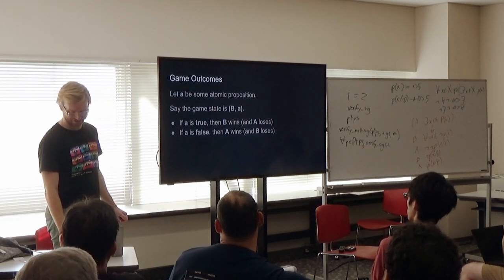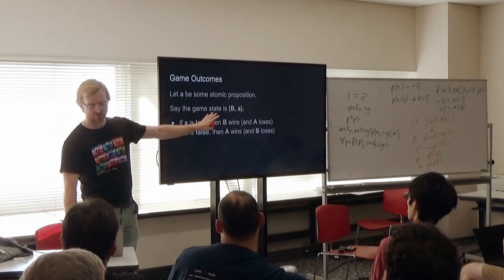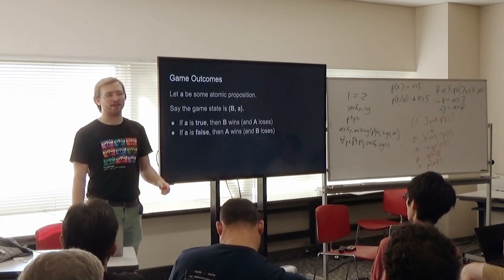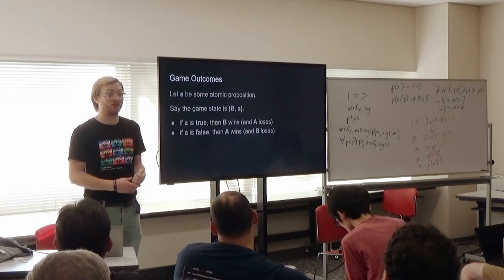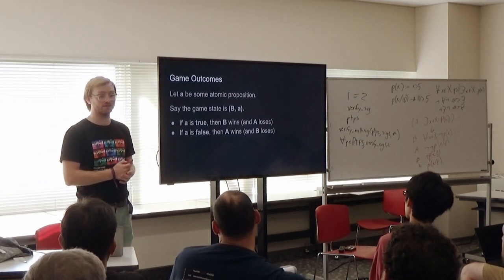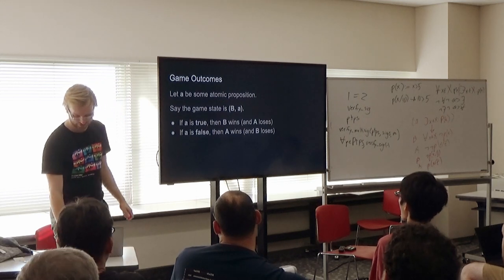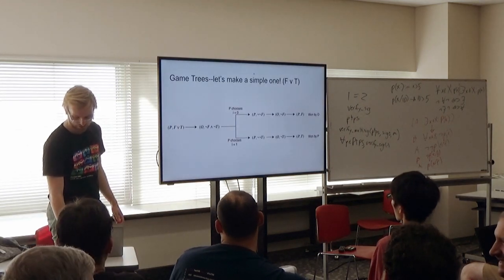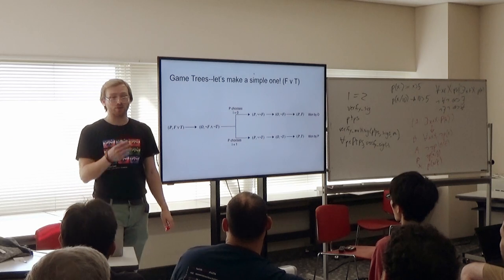Okay. Great. Does this make sense to everyone? You're defending some game, and you're defending something. If you're defending something that's true, you won. If you're defending something that's false, you lost. Make sense? Cool. Excellent. Okay, come on, mouse. Here we go. Now we have a game tree. Now we can make a game tree.